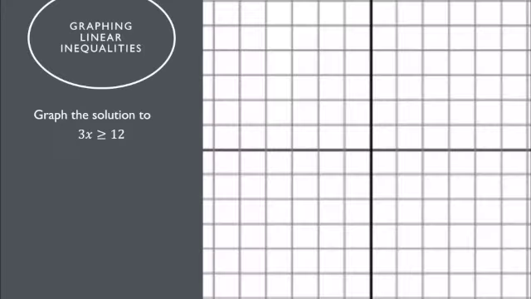So why don't we go ahead and graph 3x is greater than or equal to 12. I'm going to divide both sides by 3. I get x is greater than or equal to 4. So here I have x is 1, 2, 3, 4. Graph my line.